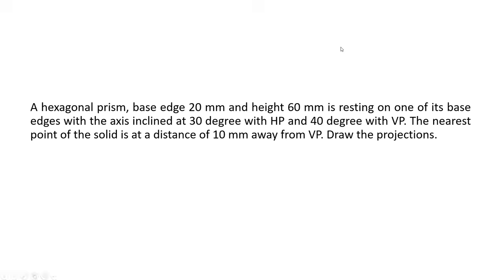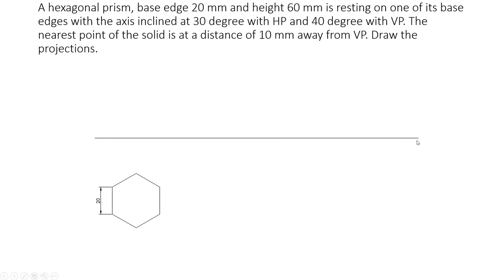Draw the projections. First you draw the reference line, and since your object is resting on an edge of its base, that edge should come on the right side like this in the top view. So this is the top view of the initial position. First you draw a line perpendicular to the axis like this, having length 20 mm. Now you can construct a hexagon. The hexagon's included angle is 120 degrees.